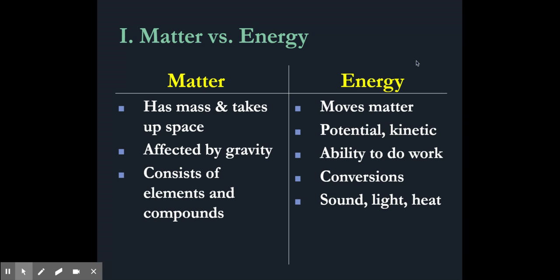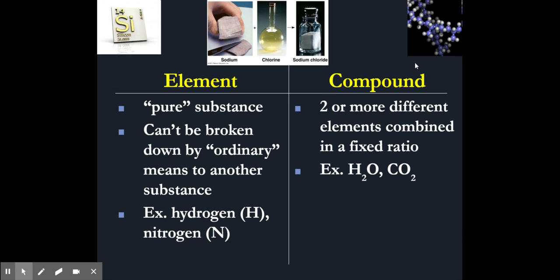On the other hand, energy. Energy is what moves matter. There are two different kinds, as we will be talking about, potential versus kinetic. Energy, by definition, is the ability to do work. It helps us do conversions into various types, as well as can be measured in the context of sound, light, and heat.